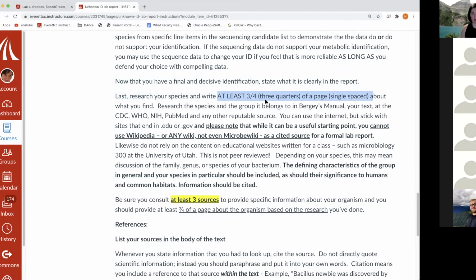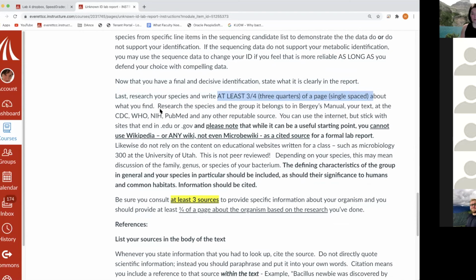So 3/4 of a page is not like, you know, 3 sentences. And you are researching what is known about this species. You know, what is sort of most relevant and important and topical today about this species. You are welcome to include information that you find in the Bergey's, information that you find in interesting journal articles, information you find in the news.